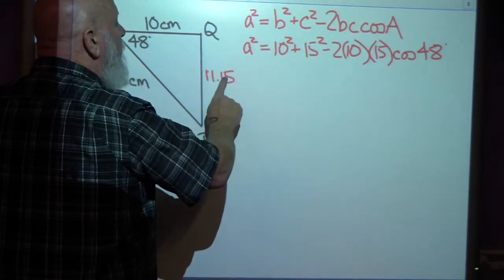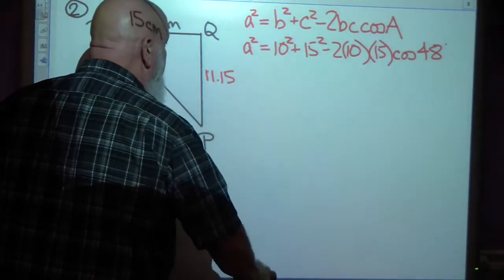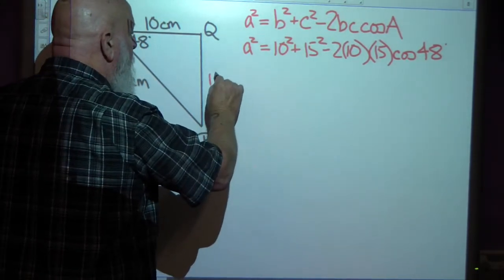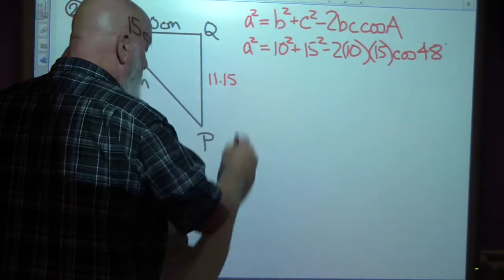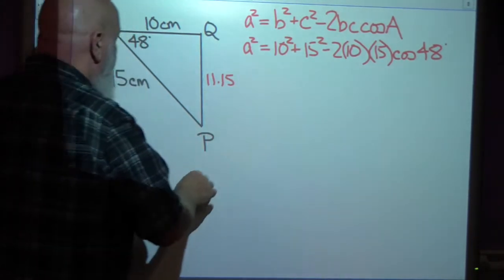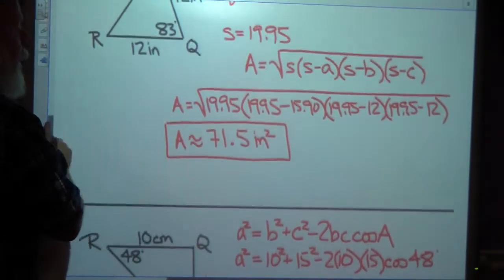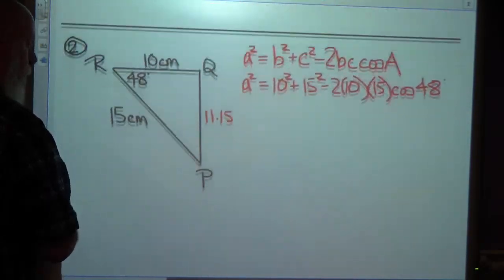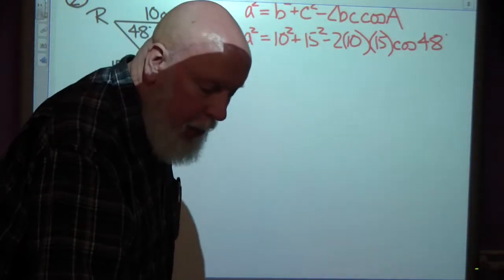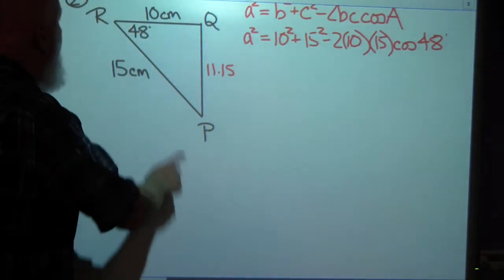This is an approximation. I'm rounding it to 2 decimal points. I want to be a little more precise because I have to use an approximation. So I want it to be a little bit more precise so that when I finally round my final answer, which is my area that I'm looking for, I'll have a little more level of precision since I have to use an approximation. So here we go.